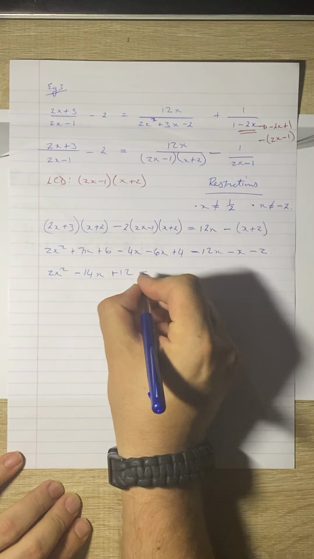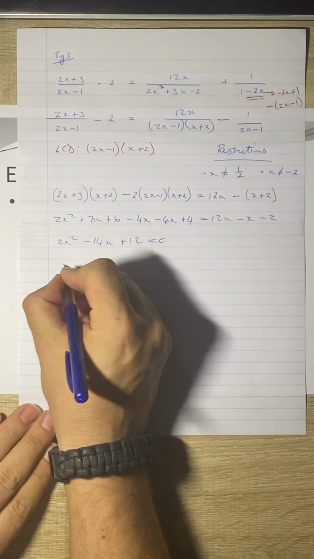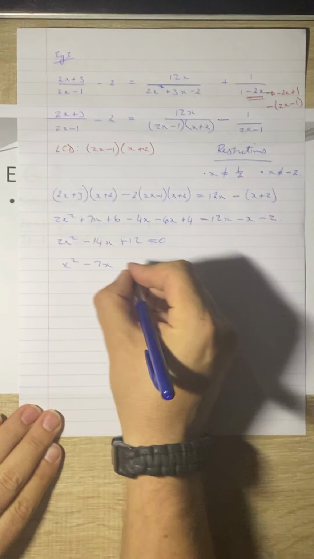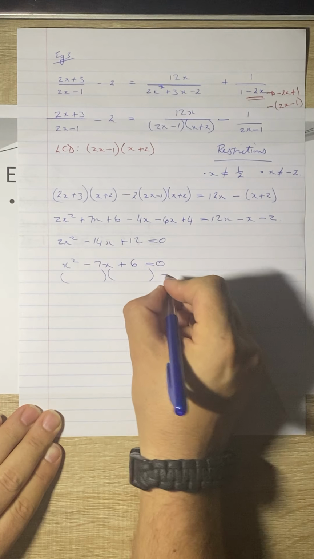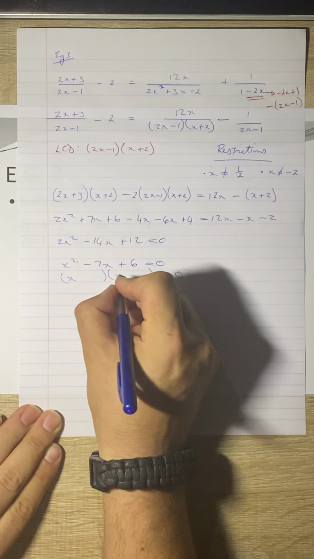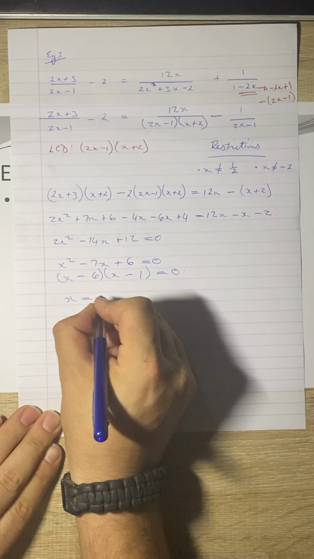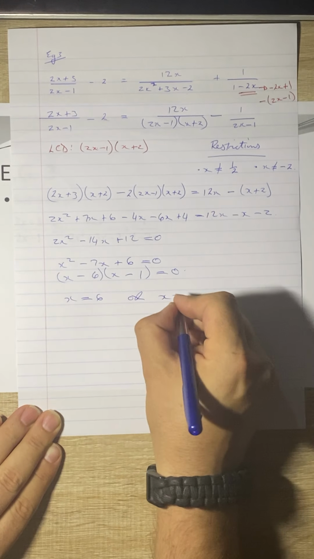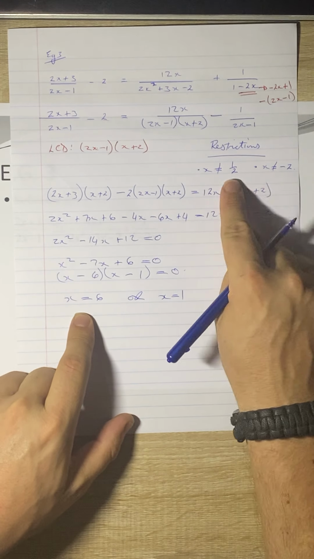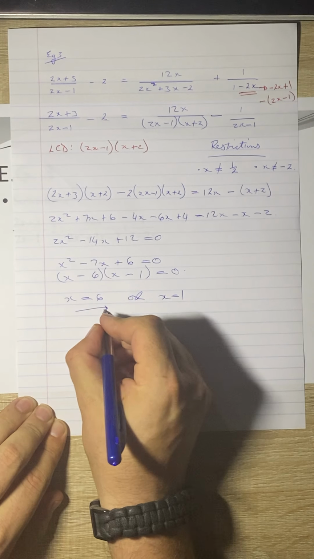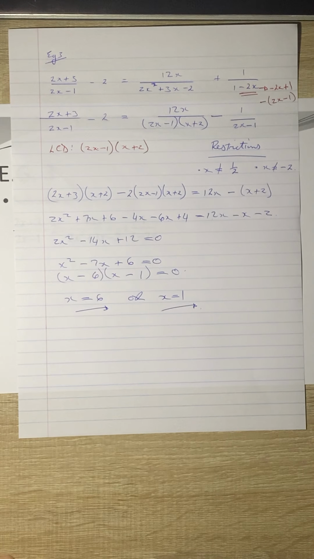Divide through by 2 to make our lives easier, and then we can factorize. So we get x is equal to 6 or x is equal to 1. Now I must just check my solutions. Okay, 6 is definitely none of those, so that is a solution. 1 is none of those, so that is also a solution.